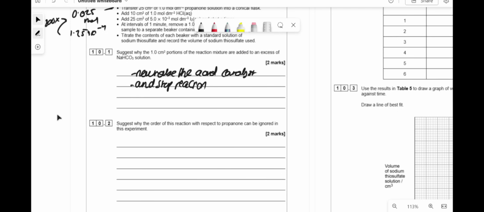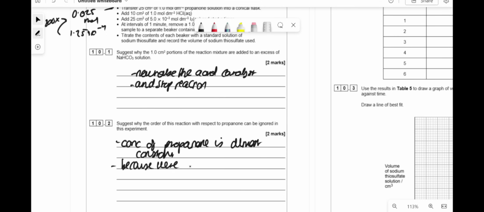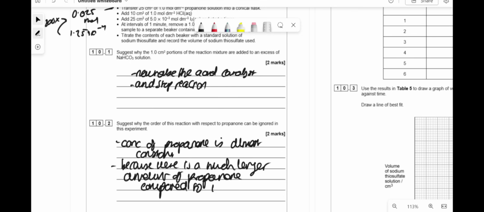There's so much propanone that you can assume that the propanone's concentration is near constant. So it's not limiting the reaction. So it's not going to cause any problems with rate. So the concentration of propanone is almost constant because there's so much of it there. Because there is a much larger amount of propanone compared to iodine.